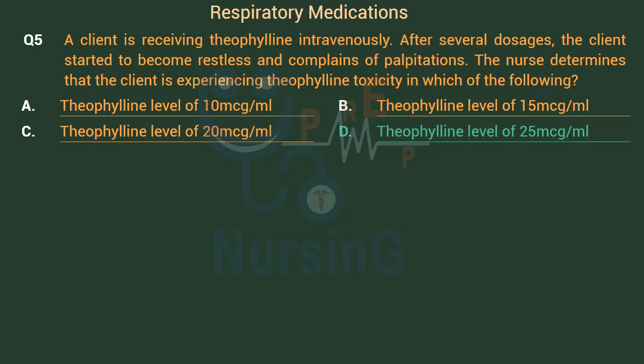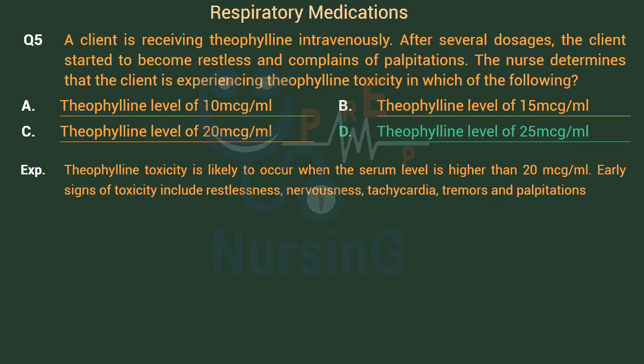Theophylline level of 25 micrograms/ml. Theophylline toxicity is likely to occur when the serum level is higher than 20 micrograms/ml. Early signs of toxicity include restlessness, nervousness, tachycardia, tremors and palpitations.